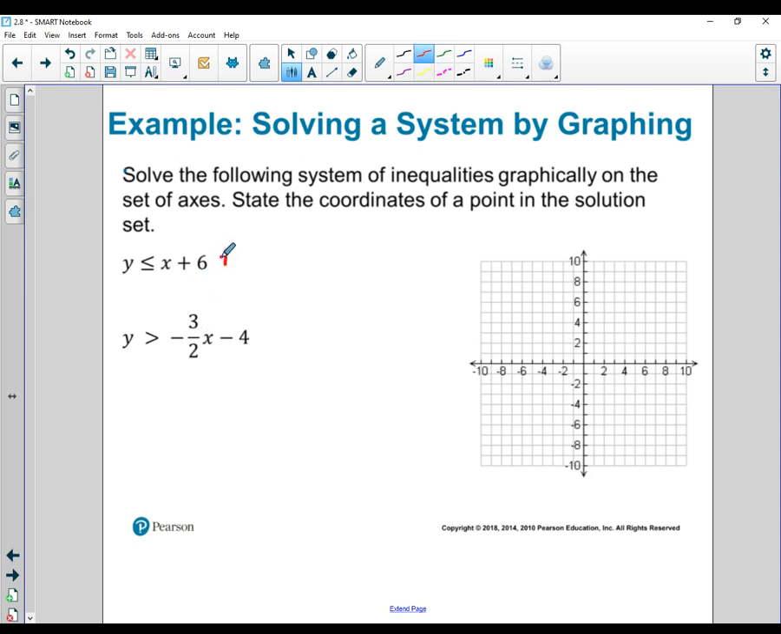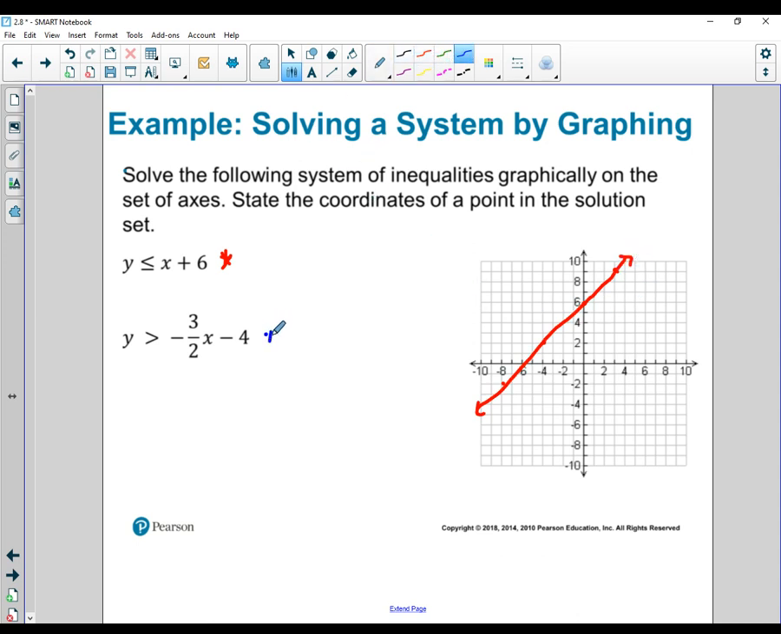So this one, if we graph this line, we have 6 as our y-intercept, and then we just have a slope of 1, so up 1 over 1, up 1 over 1, or down 1 over 1, down 1 over 1. And this one is solid because it's or equal to, so we have a solid line there.